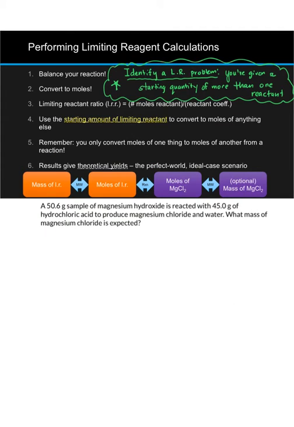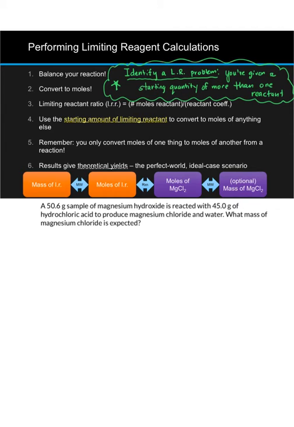So as an example, let's imagine reacting 50.6 grams worth of magnesium hydroxide with 45 grams worth of hydrochloric acid to produce magnesium chloride and water. What mass of magnesium chloride is expected from this reaction? Because we're given information about two reactants, magnesium hydroxide mass and hydrochloric acid mass, this should signify to us that we're working with a limiting reactant type problem. We're going to need a balanced chemical equation first off.